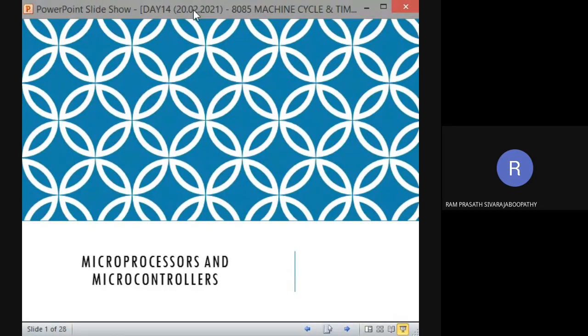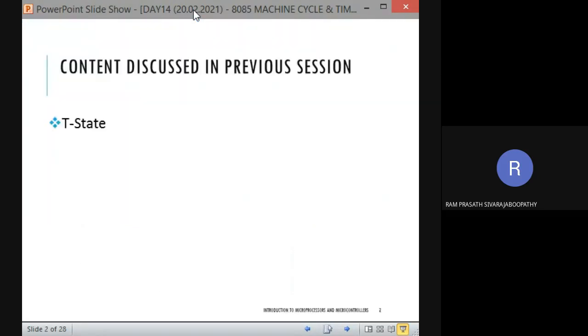Before getting into today's topic, we have some questions on the content we discussed in the previous theory session. Then we will move to today's session. We have discussed what a T state is. Can you type it in the chat? What is a T state?